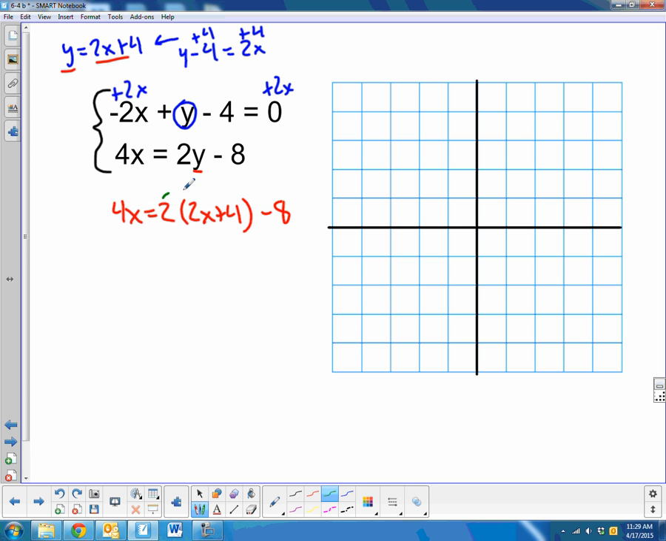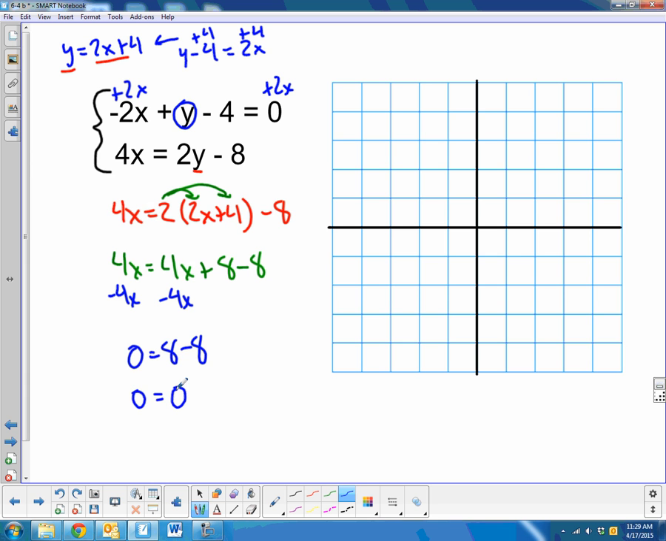I can solve for x. I can distribute through the parentheses. I get that 4x equals 4x plus 8 minus 8. Well, let's see. 4x equals 4x. So I'm going to get my x's all together. Minus 4x from both sides. I get that 0 equals 8 minus 8. Well, that's 0 equals 0. That's true, I suppose. But again, not necessary.